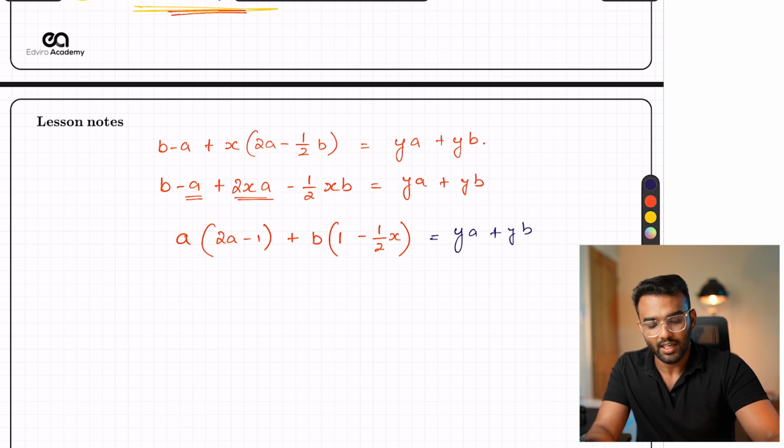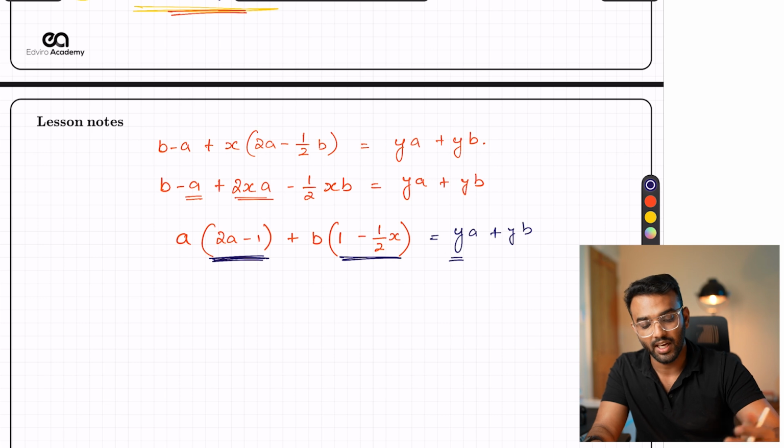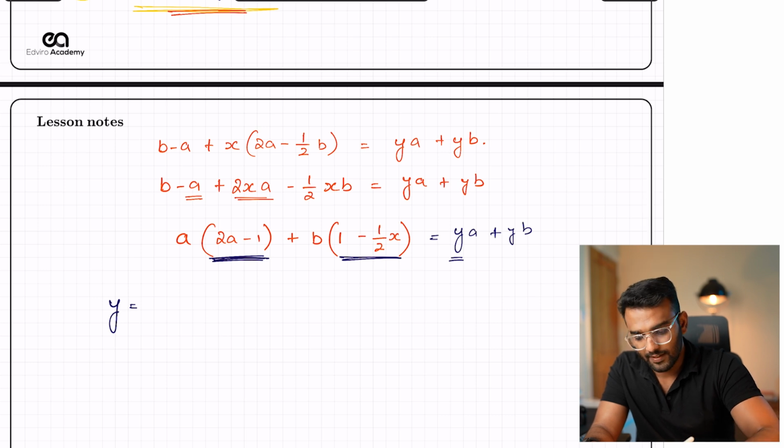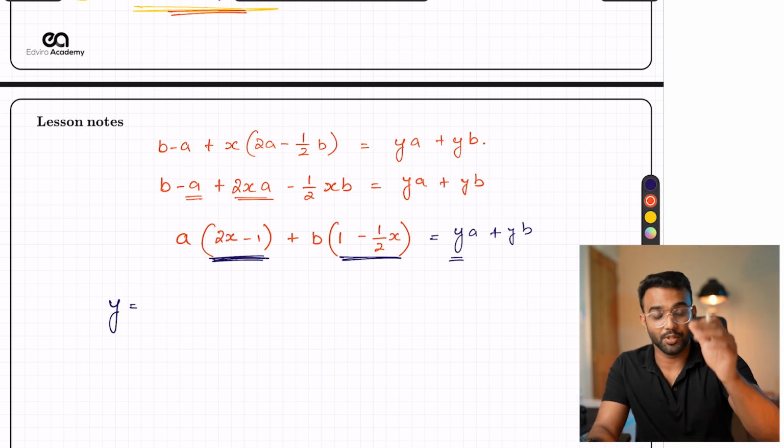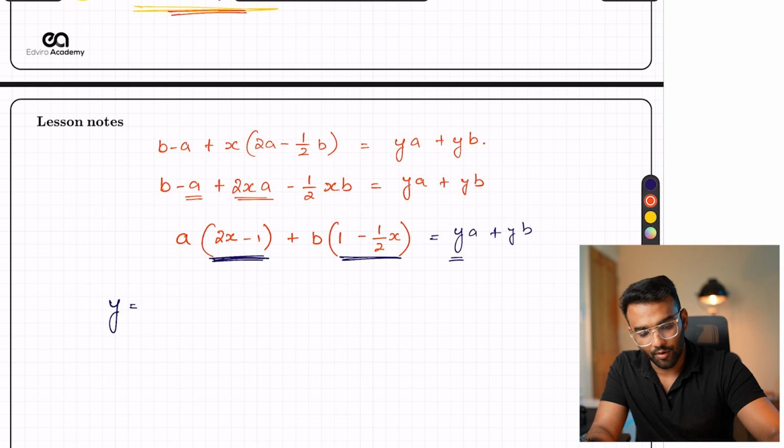Now what are we going to do? We can equate the coefficients. Do you see this y must be equal to that because the coefficients are equal to each other. Remember, this is the coefficient of a, this is the coefficient of b. So we can equate them. So we could say y is equal to, I'm so sorry, there is a correction here. This must be 2x right there. Okay, that looks better now. So it's not 2a, it's 2x. Okay, so y is equal to 2x minus 1, and also y is equal to 1 minus a half x.